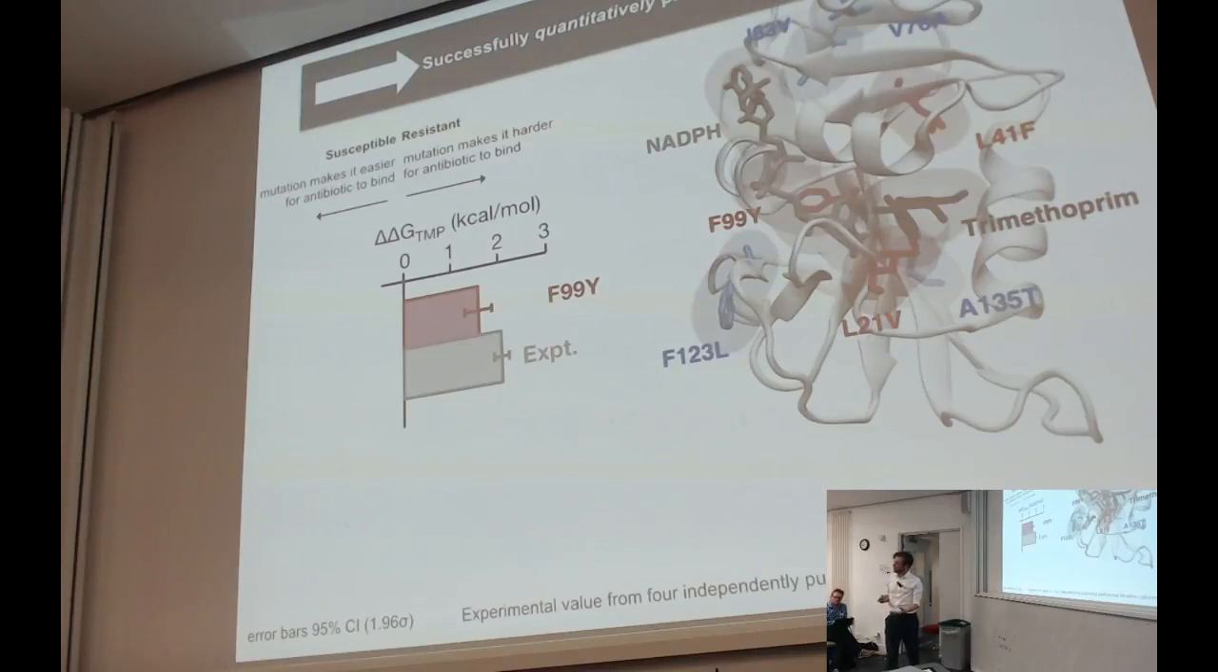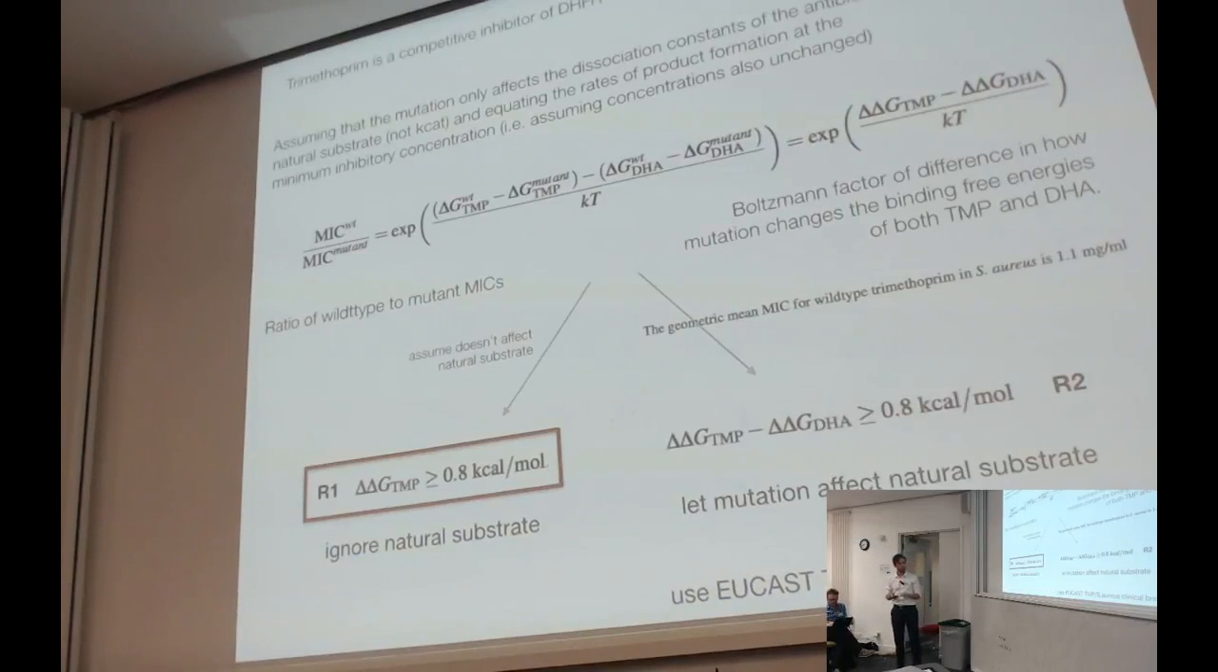For the other mutations, we just know from experiment whether they're resistant or not. Well, a bit more than that. We also know what's called their minimum inhibitory concentration. That's the concentration of drug at which the bug no longer grows. If I wave my hands a bit, because trimethoprim is a competitive inhibitor, I can try and relate that down to the binding free energy.